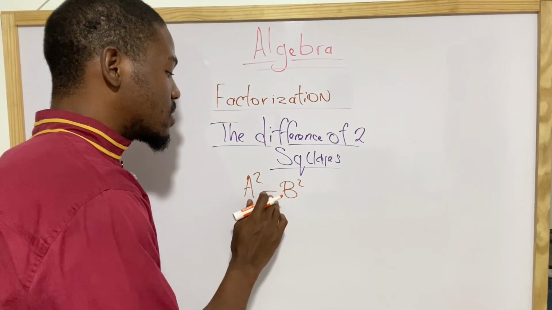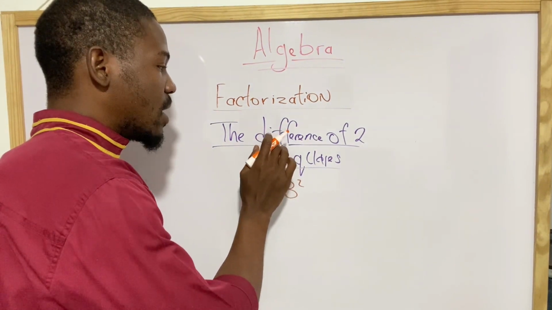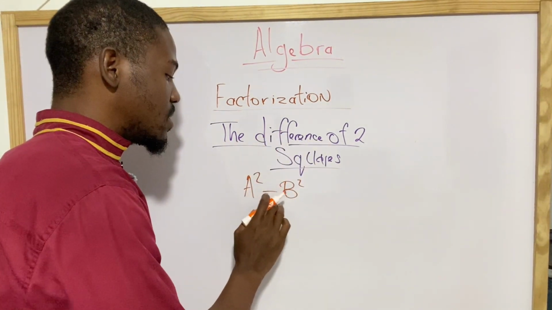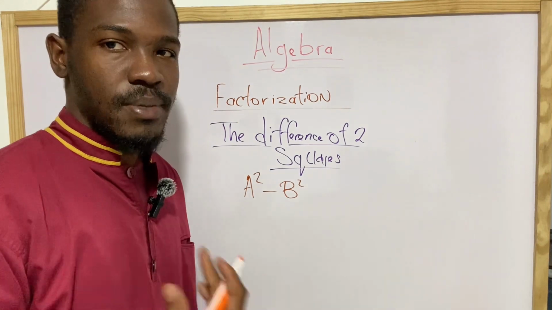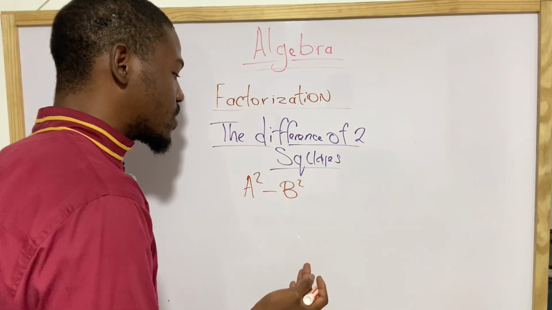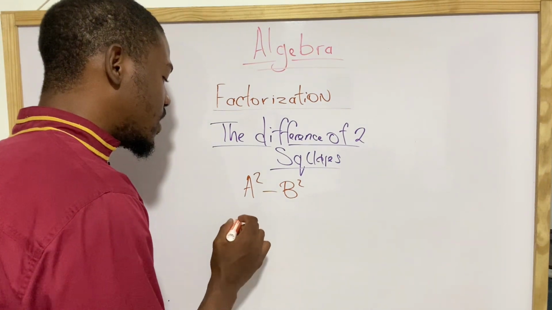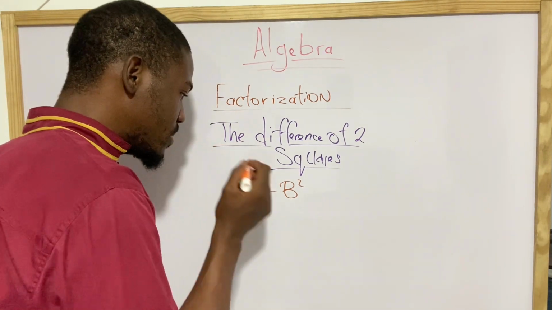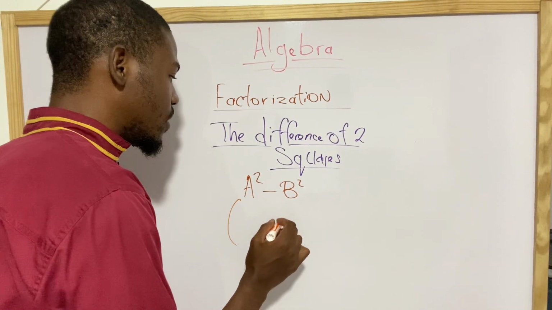So the key thing is minus, because as we have the term difference, when you hear about difference in mathematics, we're talking about subtraction. So a squared minus b squared. And literally this form is one of the easiest forms in algebra.